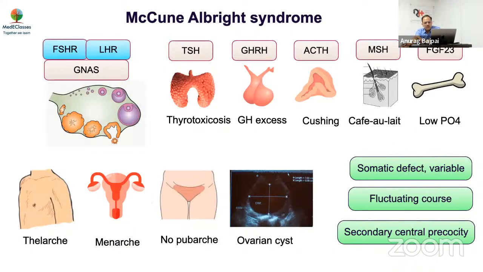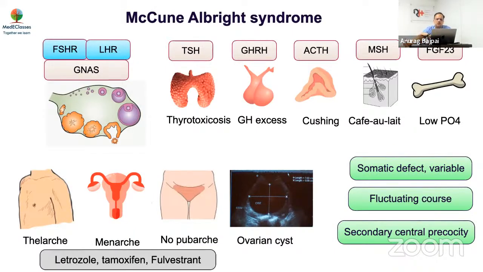Now, how do you manage? Dr. Priyanka has already mentioned. So specific management would be at the level of either blocking estrogen production, like using aromatase inhibitors like letrozole, or blocking the estrogen action, using a selective estrogen receptor modulator like tamoxifen or fulvestrant, which is an antagonist.